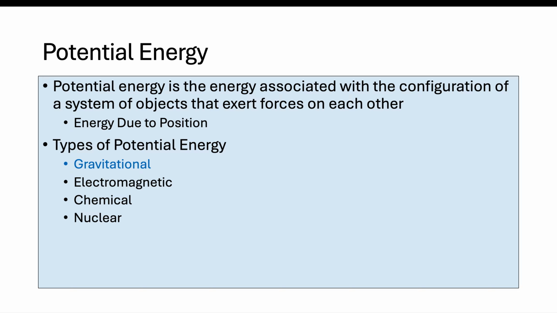And those objects exert forces on one another, and what we're going to call the energy that is in the system is energy that's stored due to the position of the objects with respect to one another. So the first type of potential energy that we're going to talk about is gravitational potential energy.